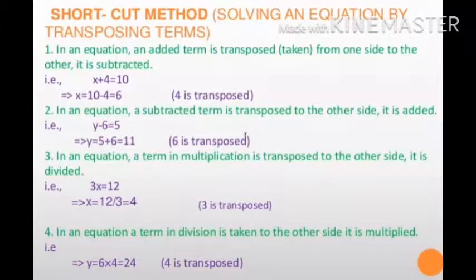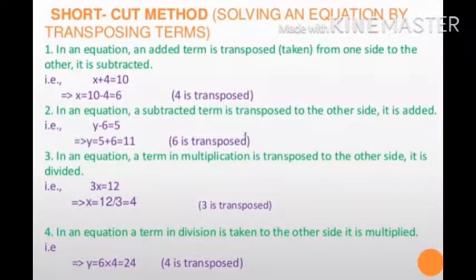X plus 4 is equal to 10. We transpose plus 4 to the RHS, it becomes minus 4. So we get x is equal to 10 minus 4, which is equal to 6. In the second equation, y minus 6 is equal to 5. If we transpose minus 6, then y is equal to 5 plus 6, which is equal to 11. In the third, 3x is equal to 12.